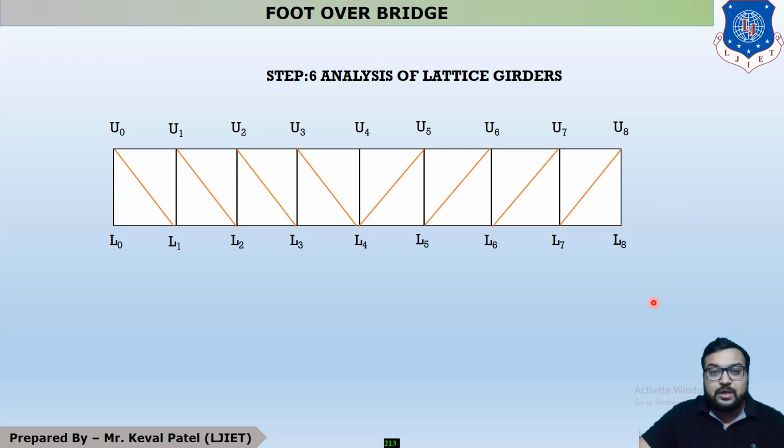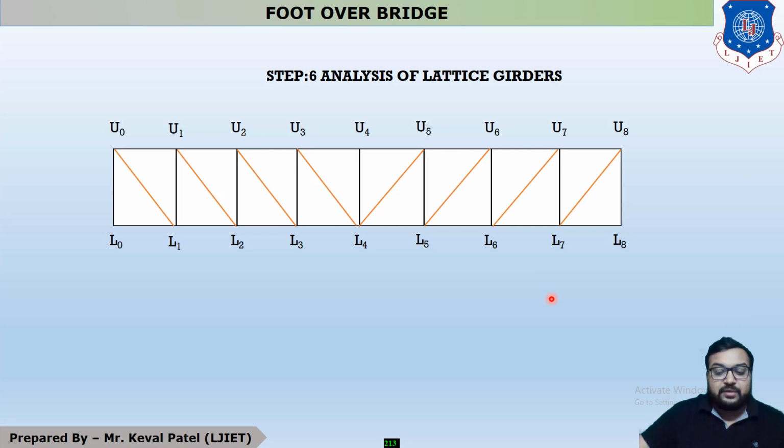In this step, we just have to give the name of all the junctions. You can see this is your first junction and this is your top chord, so the top chord is considered as upper chord. So it is U0, U1, U2, U3 up to U8. And at the same time, this is your bottom chord, considered as lower. This is upper and this is lower. So it is L0, L1, L2, L3 up to L8.